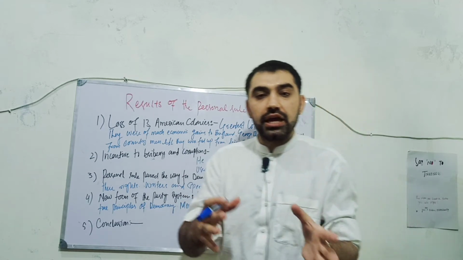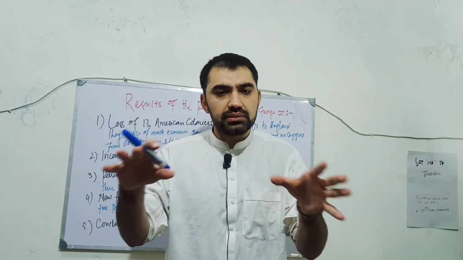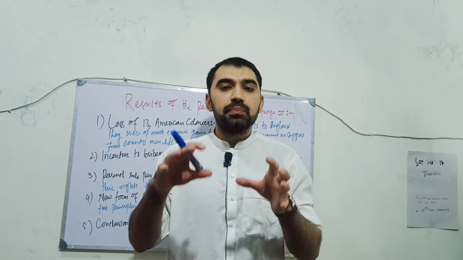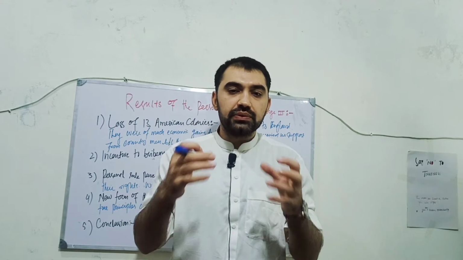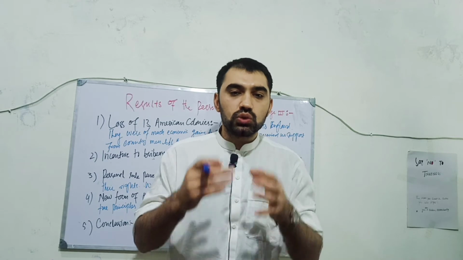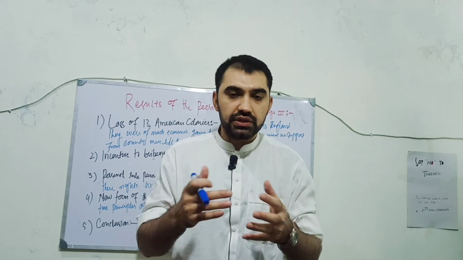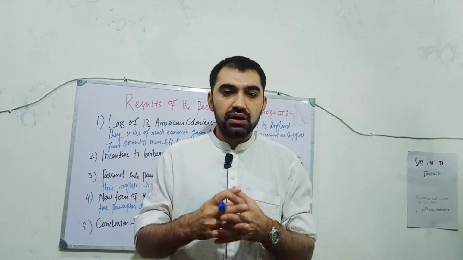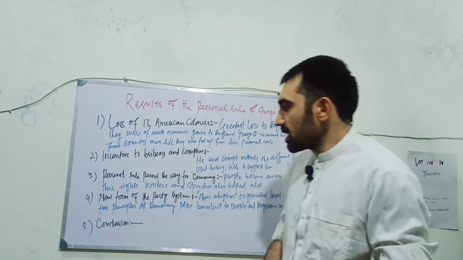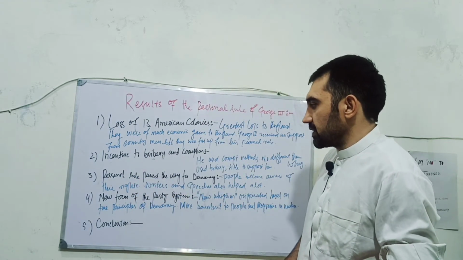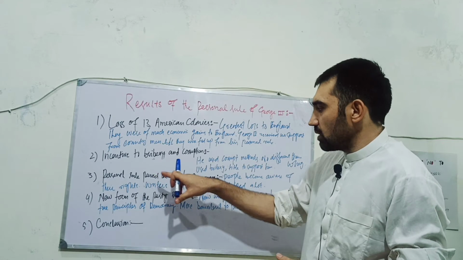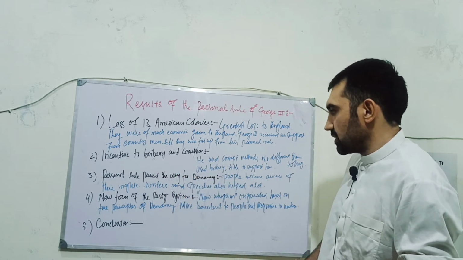So corruption, bribery, and other malpractices became the norm of the day during the reign of George III. So this is the second result of George III's reign. The third result is that the personal rule paved the way for democracy.